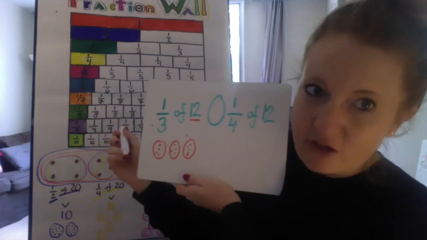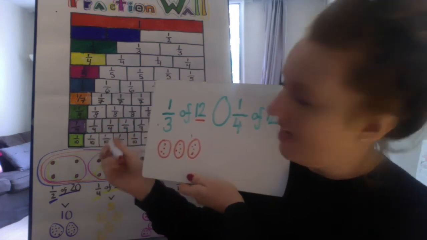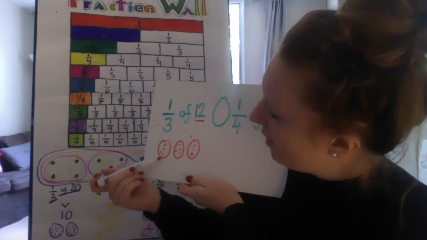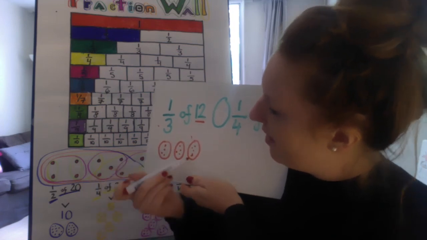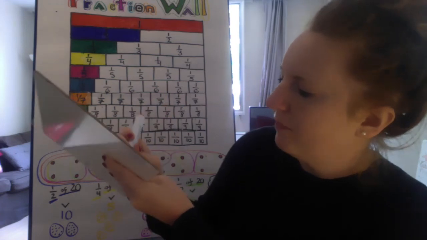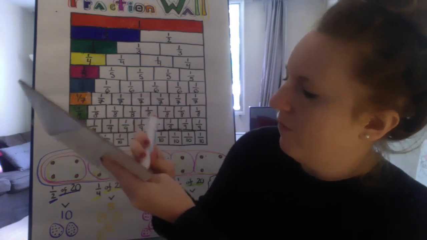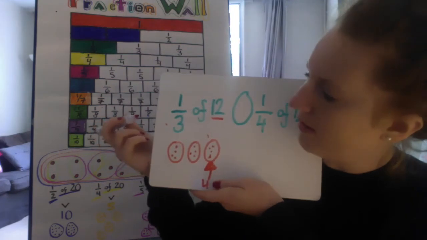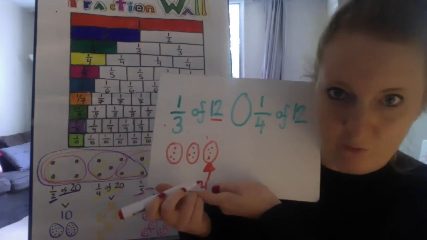A great way to make sure you've done it correctly is it should have an equal number in this case. There's 4 in here, there's 4 in here, and there's 4 in here. And that means we look at one group, there's 4, so 1/3 of 12 is equal to 4.